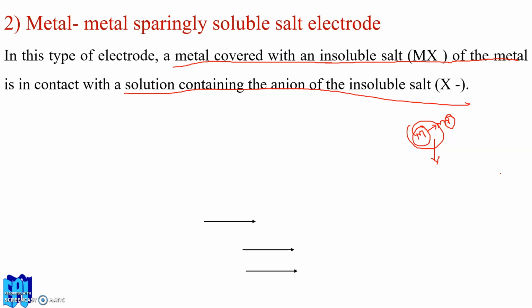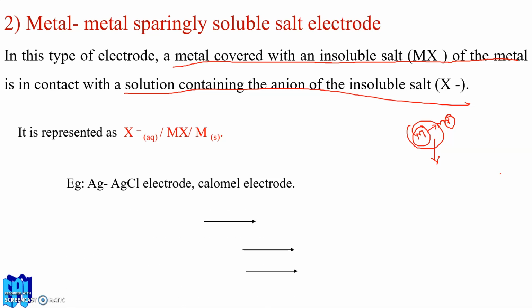Let me explain with an example. Let us discuss the Ag-AgCl electrode. The Ag-AgCl electrode is constructed like this. This is an Ag rod, coated with AgCl, an insoluble salt.